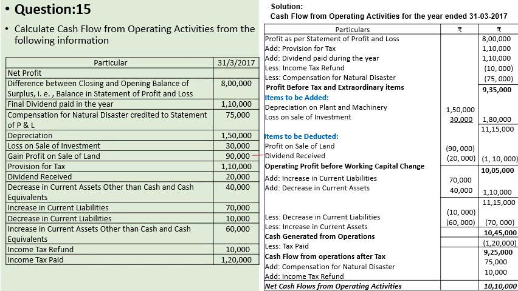Then come the items to be deducted. The first one is the profit on sales of land, 90,000 given, and then dividend received 20,000. So these will be deducted, altogether 1,10,000. From the 11,15,000 minus 1,10,000 we get 10,05,000 as operating profit before working capital change. The bold letters show operating profit before working capital change.